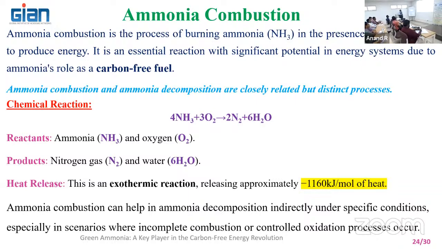So this is an exothermic process releasing approximately 1.60 kilojoule per mole of heat. When you want to break it, it consumes around 200 kilojoule per mole. To break the ammonia into nitrogen and hydrogen in thermal mode you are providing 200 kilojoule, but when you are burning the ammonia, it liberates this much heat per mole of ammonia. Ammonia combustion can help ammonia decomposition indirectly under specific conditions, especially in scenarios where incomplete combustion or a controlled oxygen process occurs.